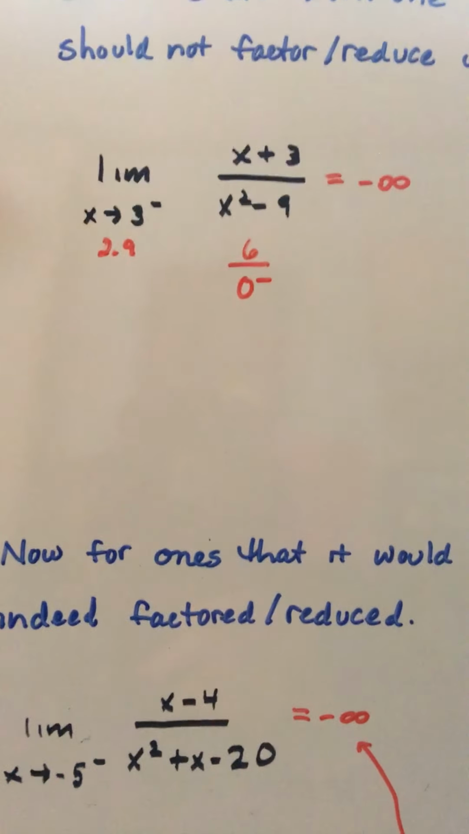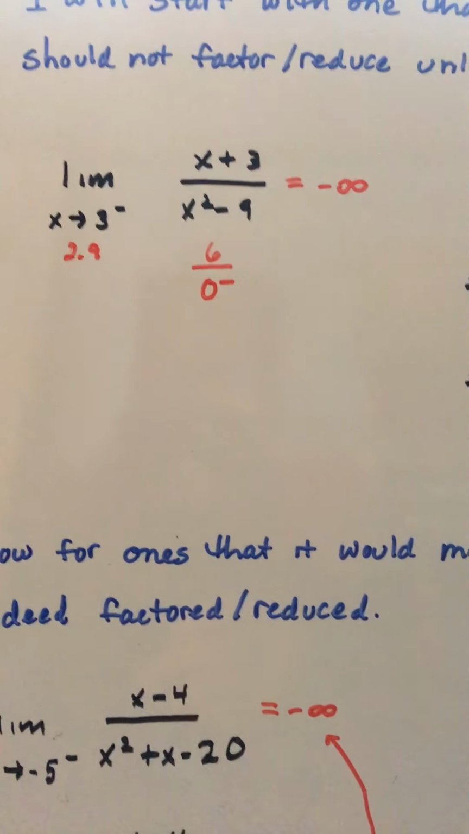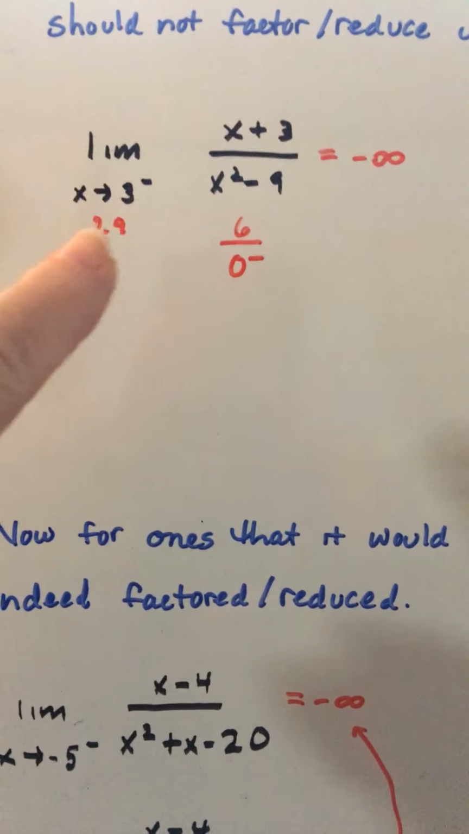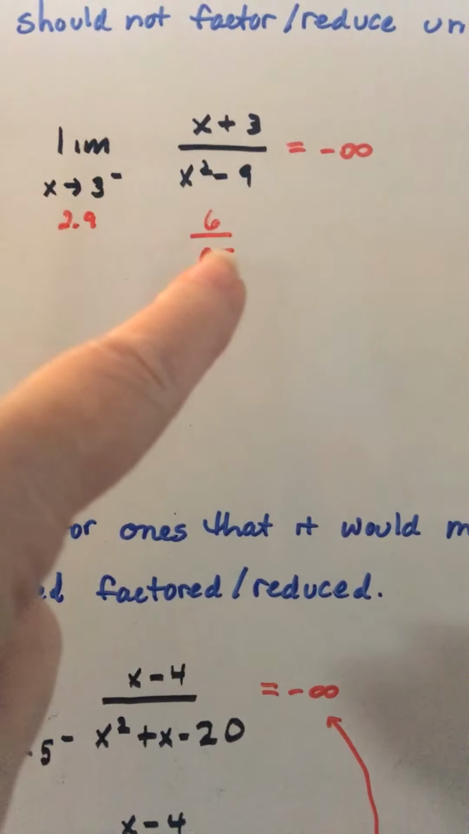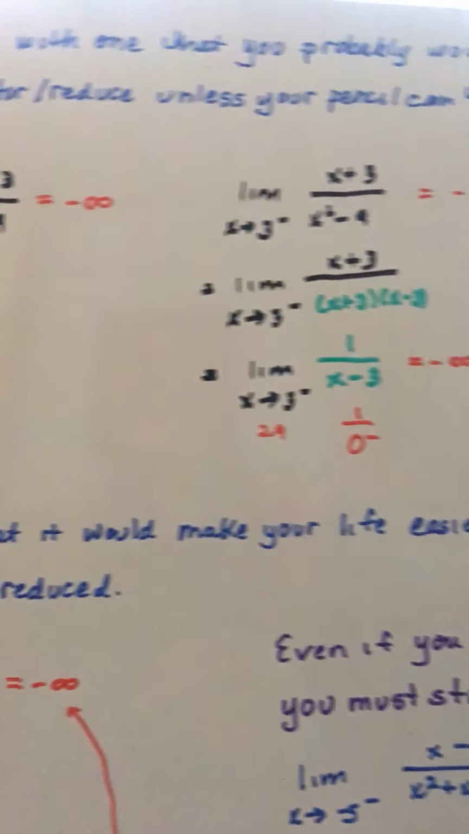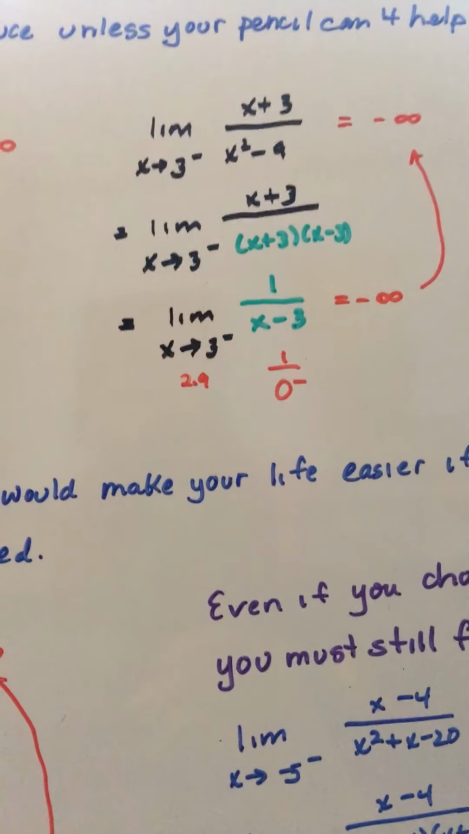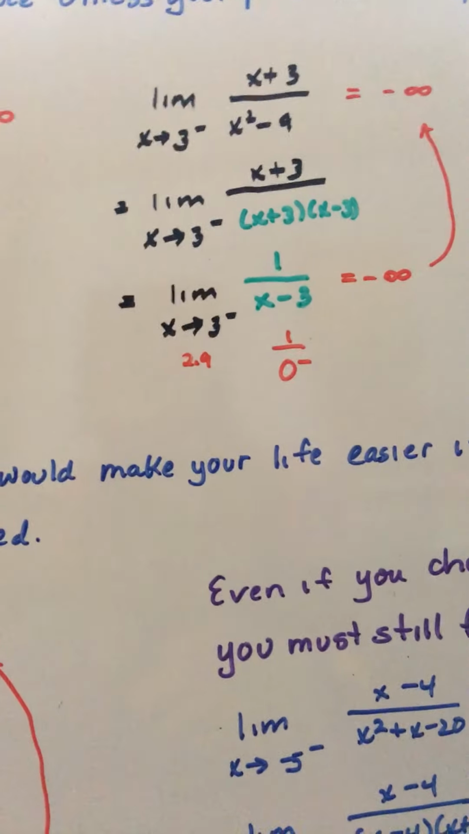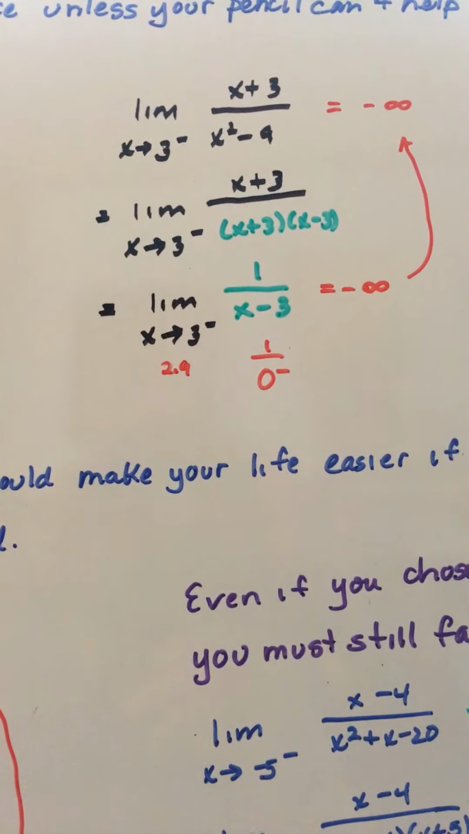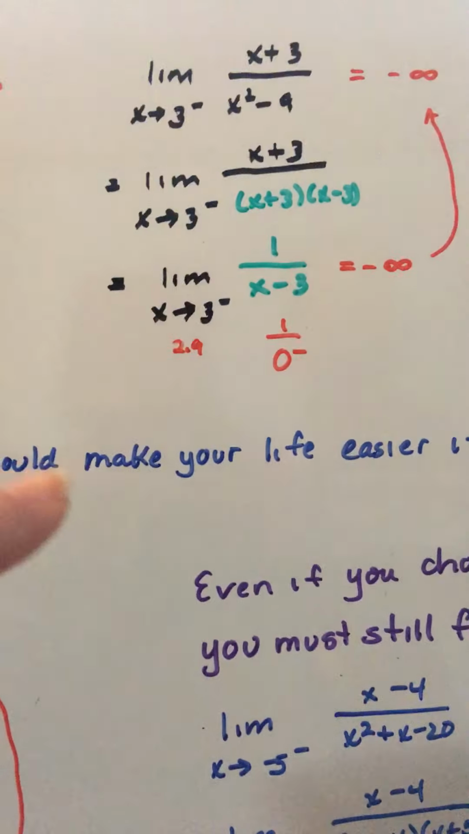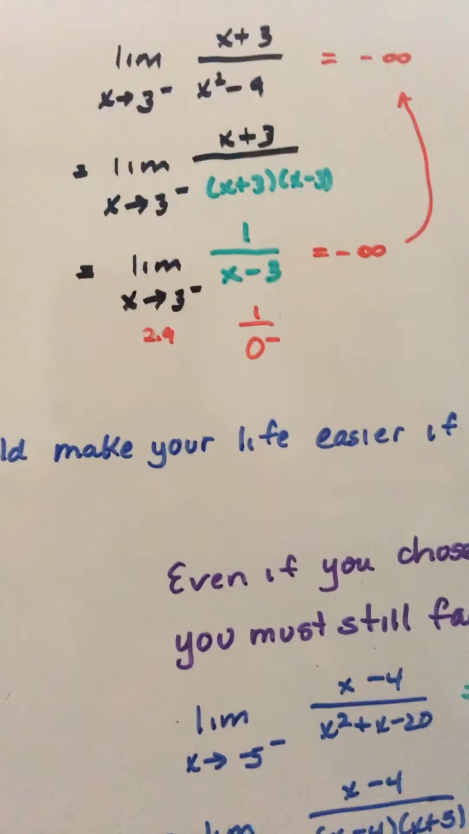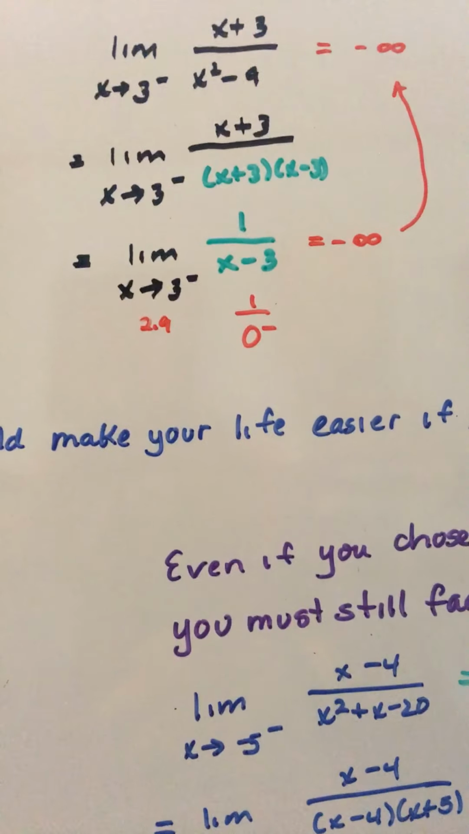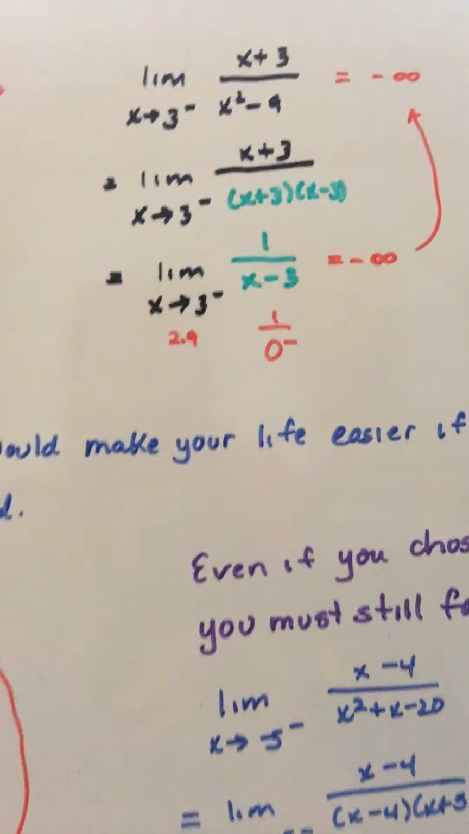In this case, I plug in my 3 and get 6 over 0. 2.9, when I square it, is smaller than 9, so I get a negative. I'm done. But notice, if I couldn't help myself, I could have factored the x squared minus 9 and canceled. Now I have 1 over x minus 3, and I don't have to think at all. 2.9 minus 3 is a negative. 1 over negative infinity is still negative infinity.